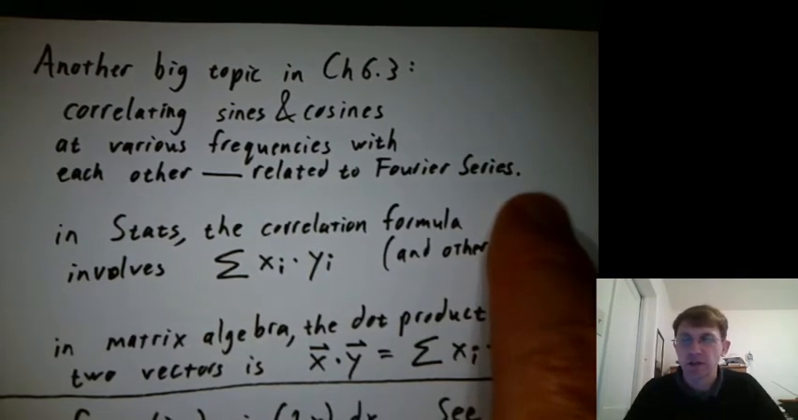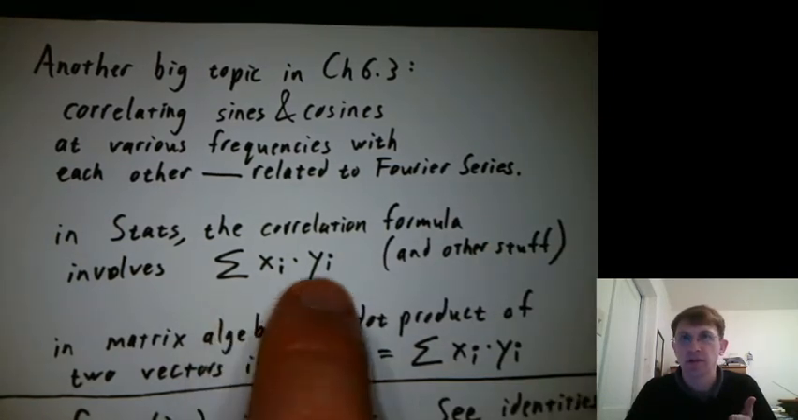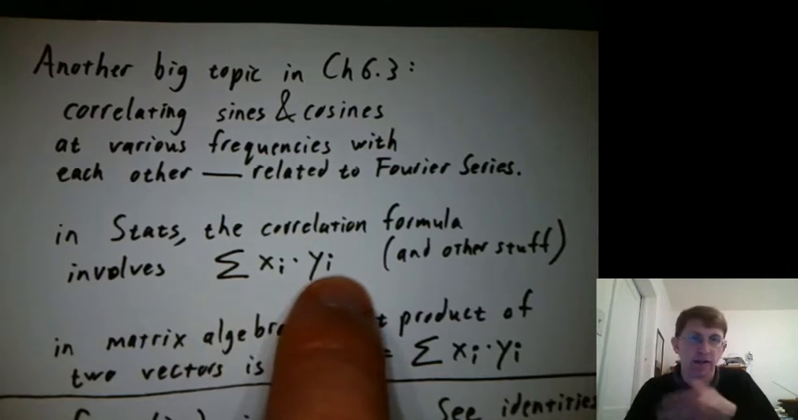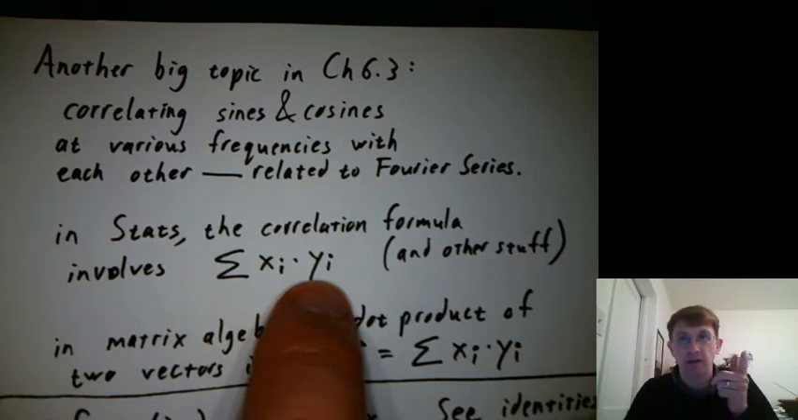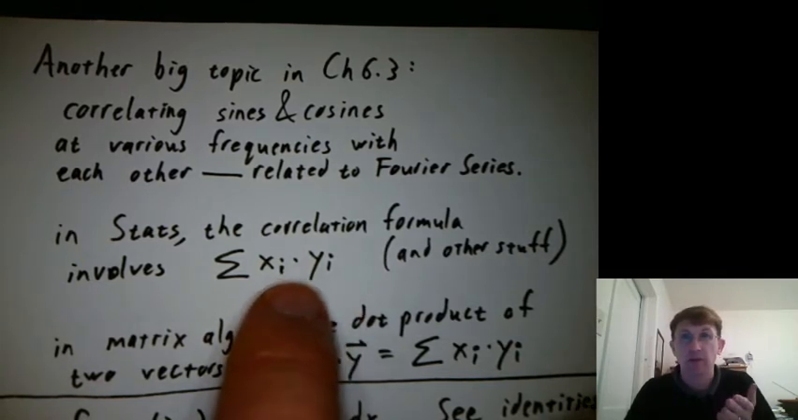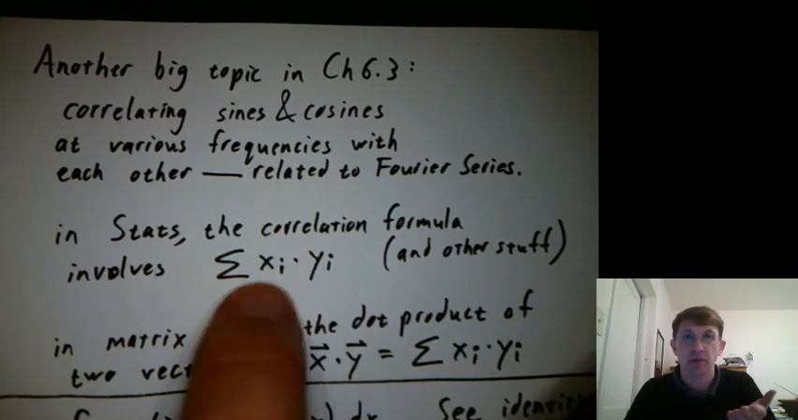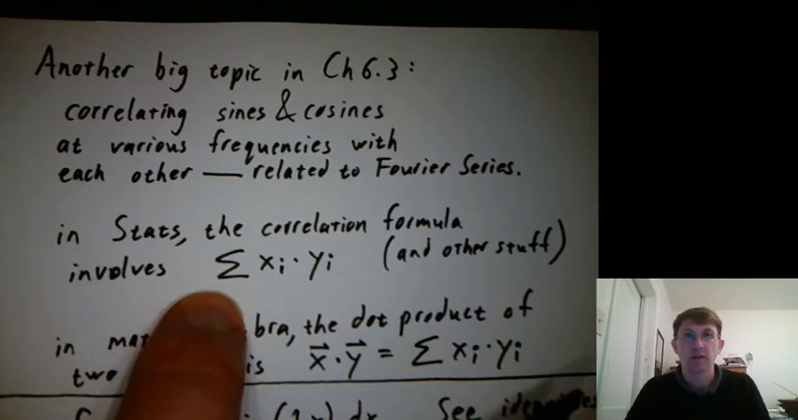It's also interesting how related it is to other things in the math universe. If you've seen correlation in statistics, you might have seen the formula involves this. It has other stuff, but it's basically saying if we have a data set X and a data set that's paired with it, item by item, called Y, the correlation formula can involve this: multiply each pair and then add them all up, like that sum.